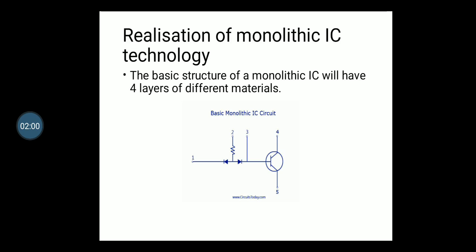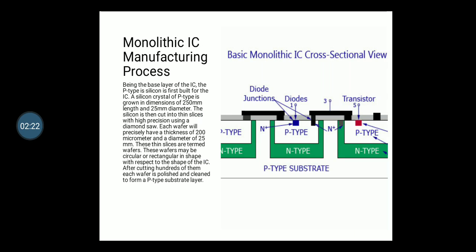The first layer is the p-type silicon substrate upon which the integrated circuit is to be built. The second layer is thin n-type material which is grown as a single crystal extension of the substrate. The third layer is silicon dioxide and the fourth layer is aluminium. Being the base layer of the IC, the p-type silicon is built first.